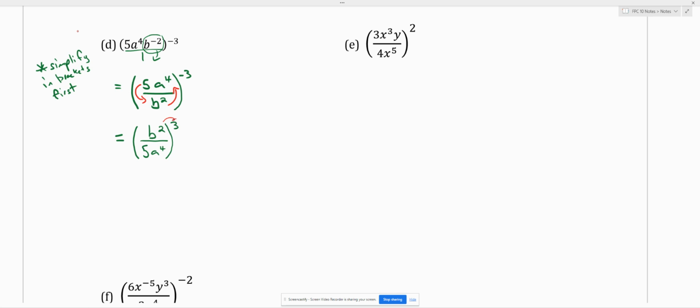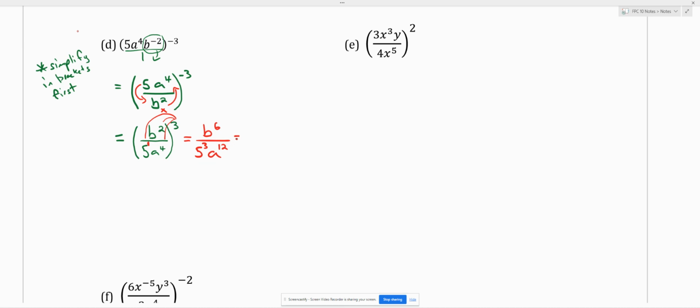So I'm going to multiply all of my exponents. Remember, there is a 1 on the 5, so I'm going to multiply that. We're going to multiply all of them in one step here. So b to the 2 times 3 is going to be b to the 6. 5 to the 3, and then a to the 4 times 3 is 12.